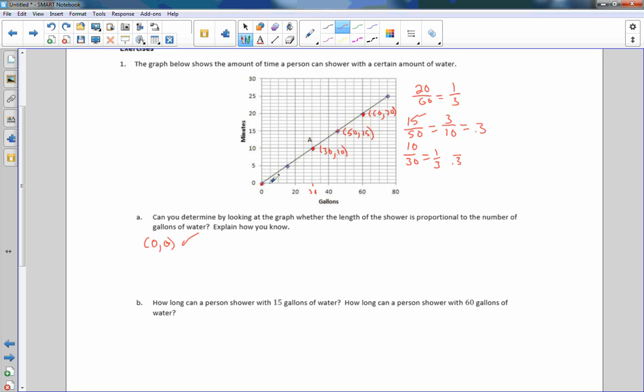And then this point is 5, 10, 15, 20. This is (15, 5). So if I do 5 divided by 15, y divided by x, then that's going to be 1 over 3, which is 0.3 repeating as well. But this (50, 15) doesn't seem to be working right.